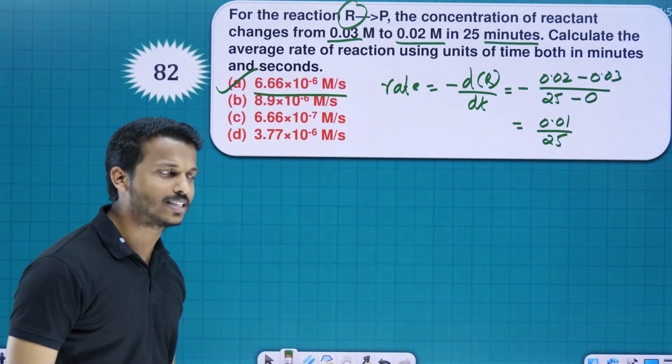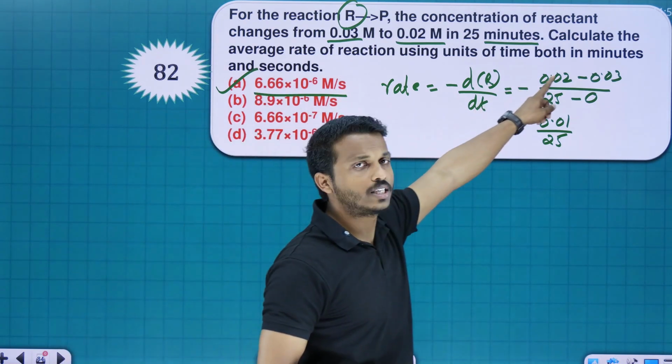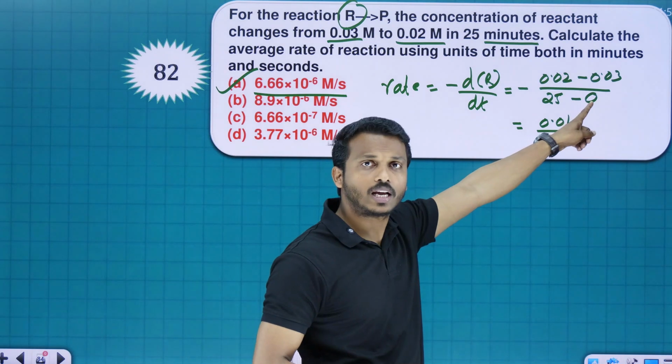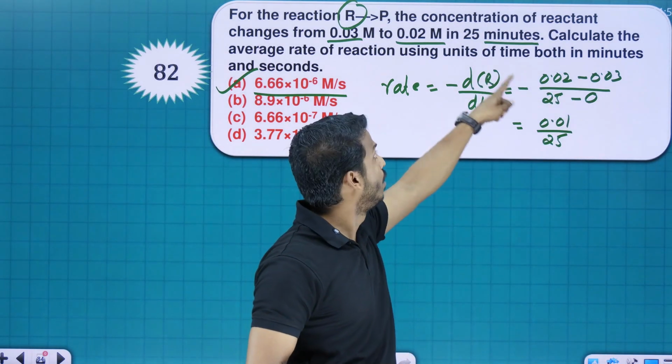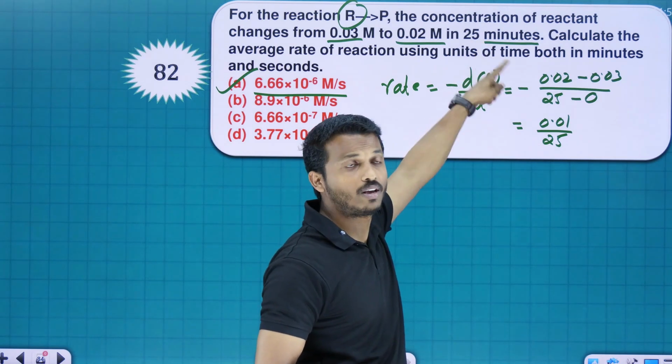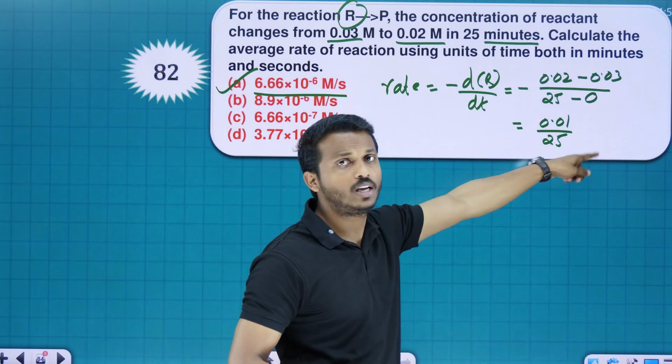It's the same type of question we discussed. The initial and final concentration are given in the numerator. The final time and initial time are given in the denominator, but time is given in minutes. The answer is required in seconds, so multiplying by 60 you will get the answer.